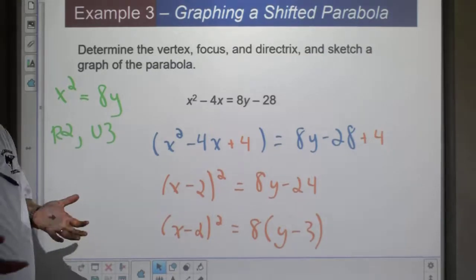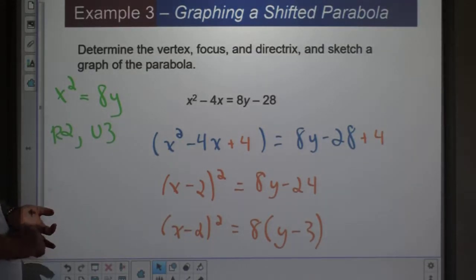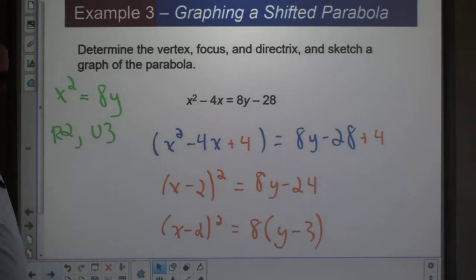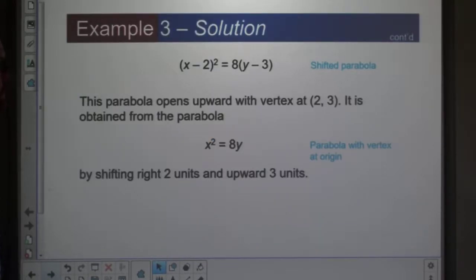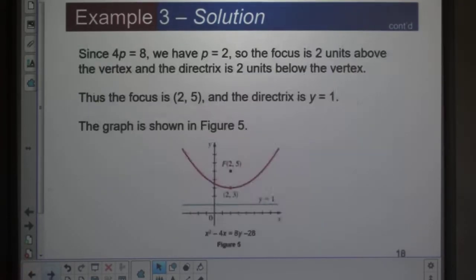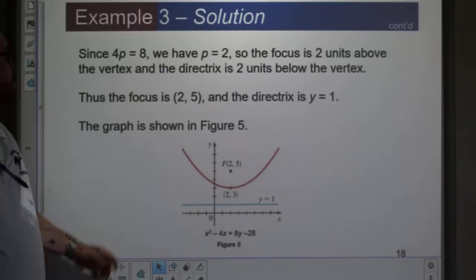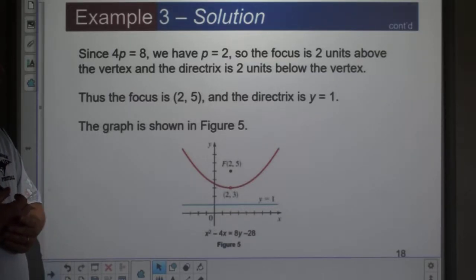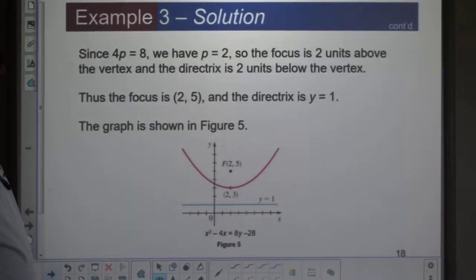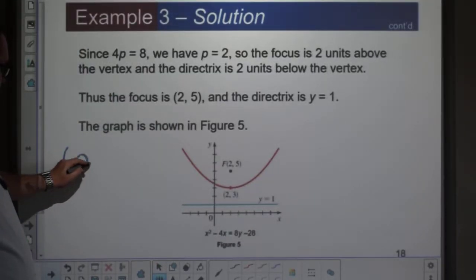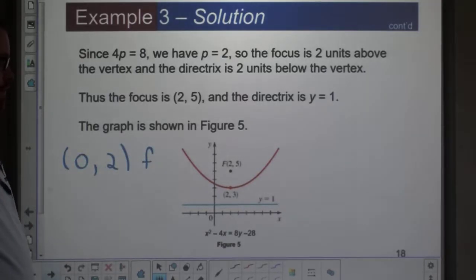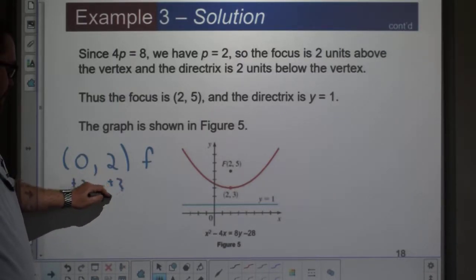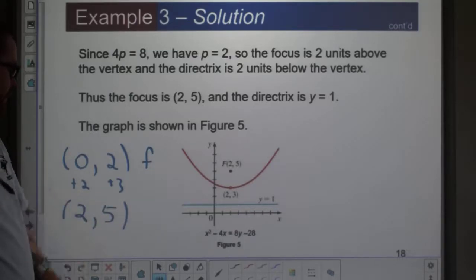I'm going to answer every question that I have. Foci, directrix, vertex, all of that. But then for every point I get, I'm going to move it right 2 and up 3. So, since 4p equals 8, and remember we always take whatever's in front of the non-square term and divide it by 4, the focus should be at the point 0, 2. That should be the focus. But since it went right 2 and up 3, I'm going to add 2 and I'm going to add 3. So my new focus is at 2, 5.